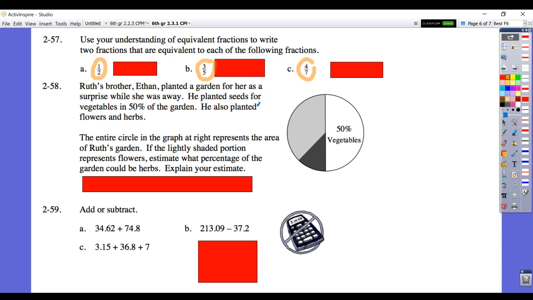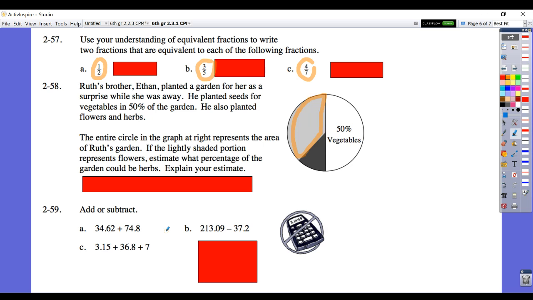For 258, Ruth's brother Ethan planted a garden for her as a surprise while she was away. He planted seeds for the vegetables in 50% of the garden, so that's shown here. He also planted herbs and flowers. So the entire circle is representing the area of her garden. If this lightly shaded portion is representing flowers, okay, so this portion right here is representing flowers, they want you to estimate what portion is representing the herbs. In other words, what percentage do you think this is approximately? All right, and explain how you came up with your estimate.